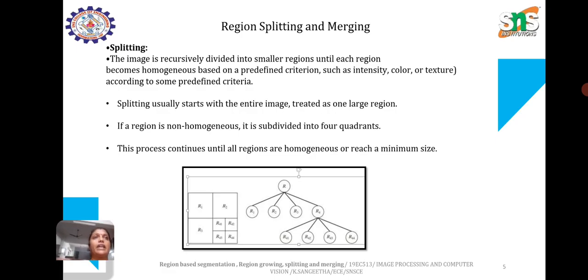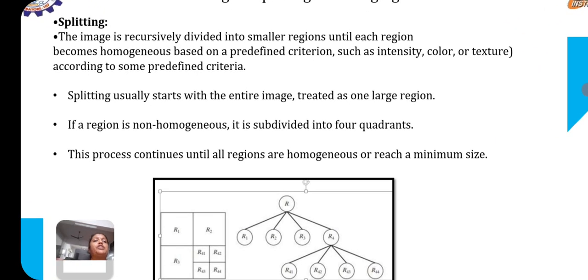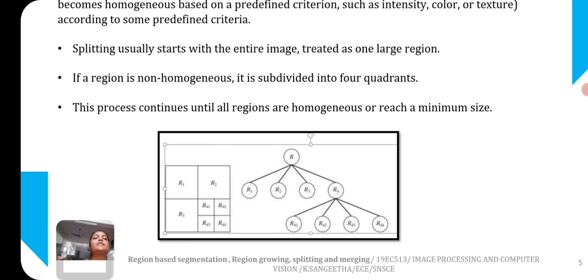In splitting, the image is recursively divided into smaller regions until each region becomes homogeneous according to some predefined criteria. Merging means small adjacent regions with similar properties are merged to form larger regions. Splitting usually starts with the entire image treated as one large region. If a region is non-homogeneous, it is subdivided into 4 quadrants. This process continues until all the regions are homogeneous or reach a minimum size.